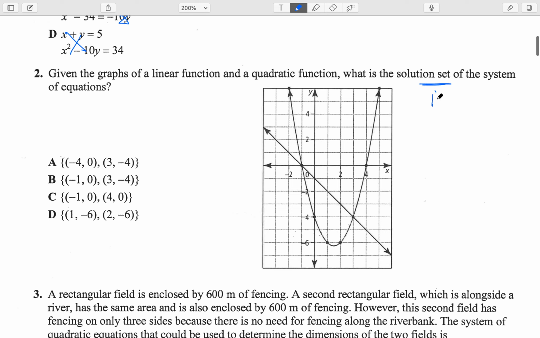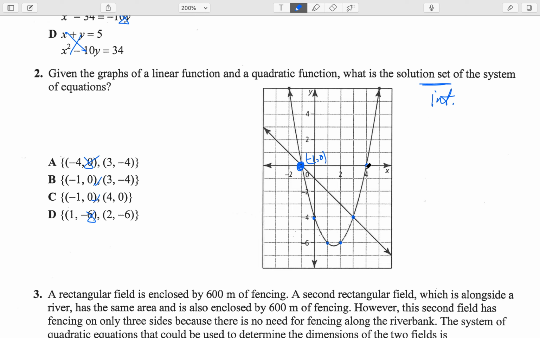Remember, this is the intersections. So I'm looking for intersection points. Now notice they put a whole bunch of dots on these graphs. They put this one and this one just to basically show you this is parabolic in nature, but I'm only looking for the intersection. So there's one. So this is -1, 0. Yes, yes, no, no. Could be B or C.